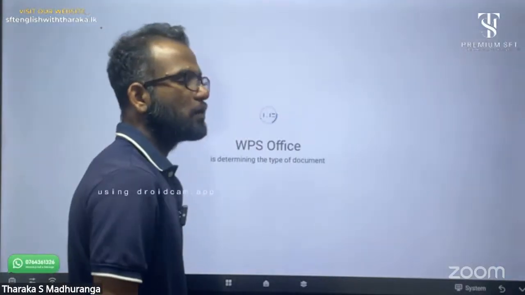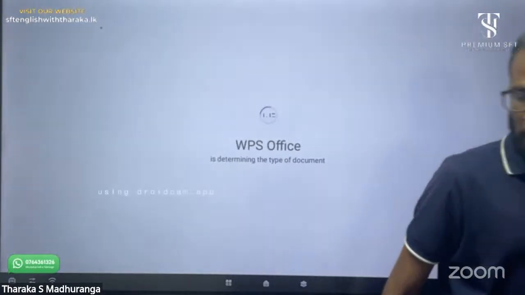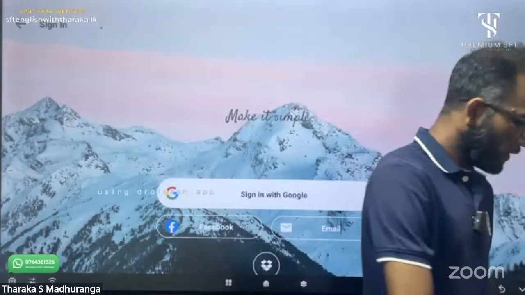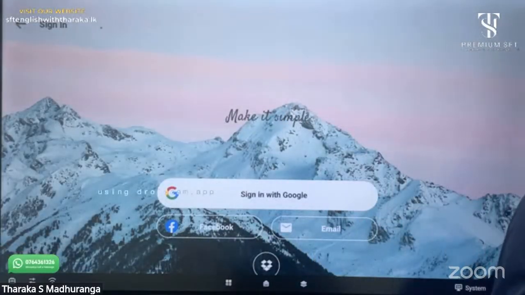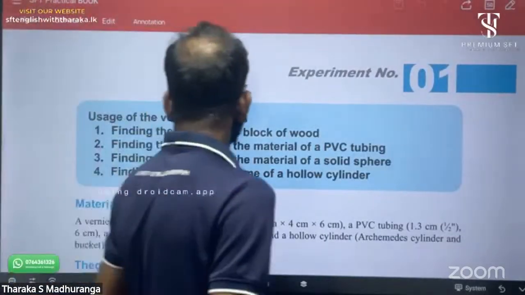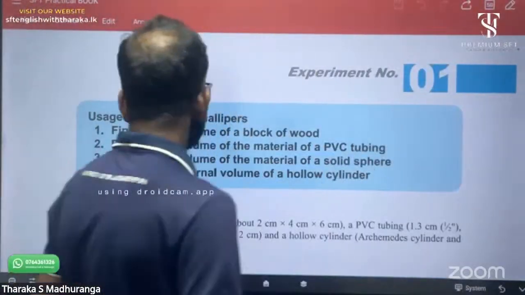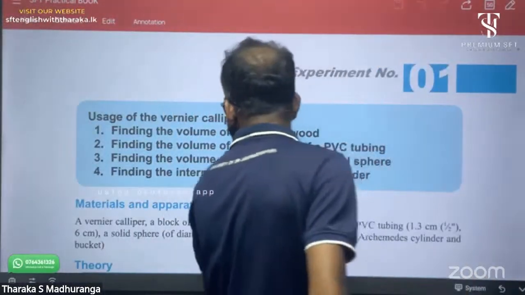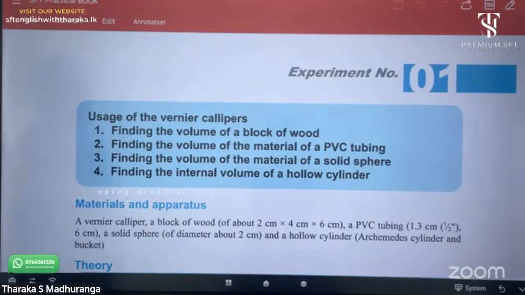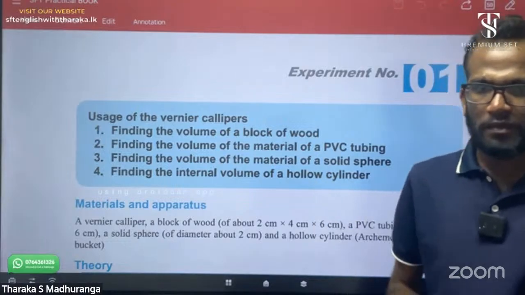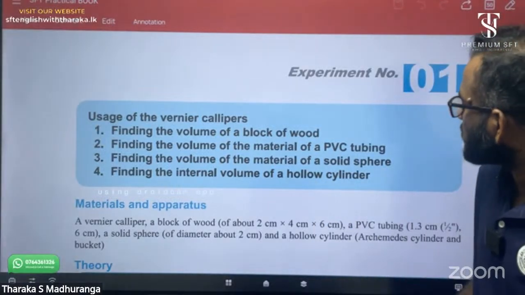Yeah, this one. Okay, our first practical, the vernier caliper. How to use a vernier caliper? It's a very simple practical. Try to complete it and try to revise it. The usage of the vernier caliper. The objectives are finding the volume of a block of wood, finding the volume of material of a PVC tube, and finding the volume of material of a solid sphere.